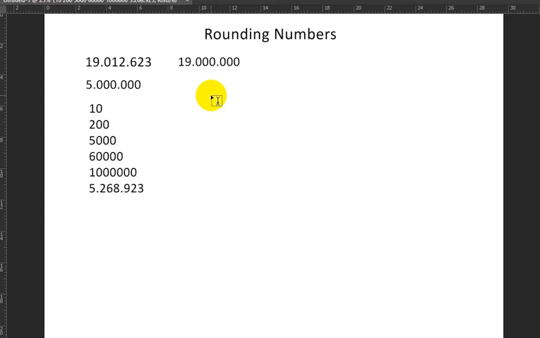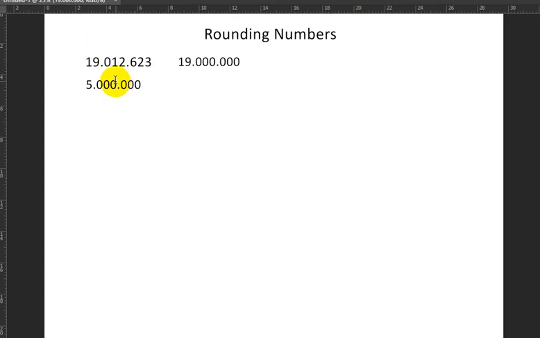5,268,923 is not a round number. Why? Because it doesn't have any zeros at all. The more zeros that it has in it, the rounder that we consider the number, right? So if you make most of the digits here 0, and you just say that, okay, this number is about 5 million, right? I just rounded it because I just put in so many zeros that are all round.